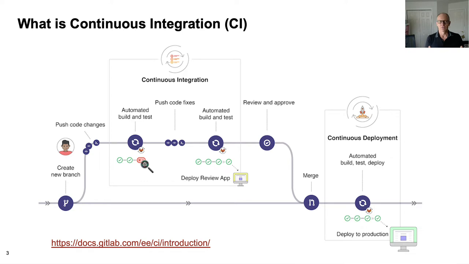Continuous integration fits in between the point where the changes are being made to the code and the review happens prior to it being merged back in. And typically that process is a cycle of running a series of tests against that code to make sure that the code itself is functioning properly and it hasn't made any breaking changes to the rest of the code.